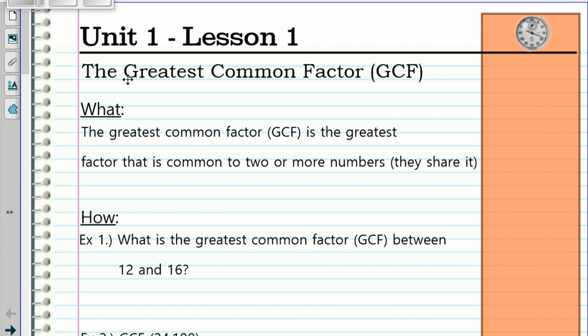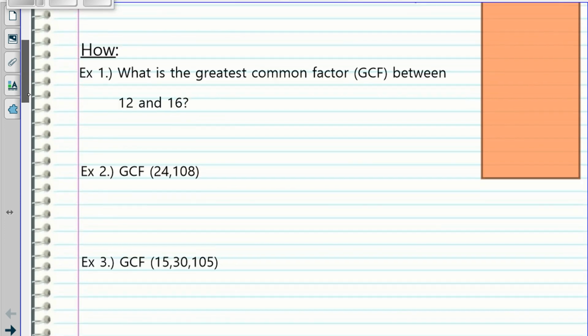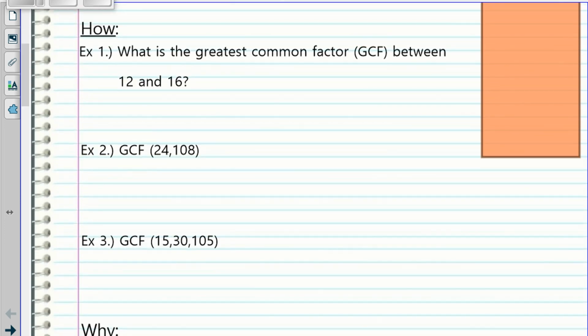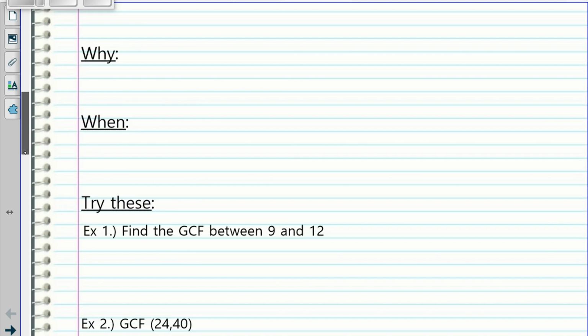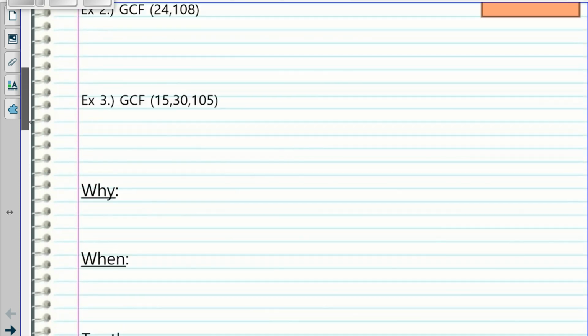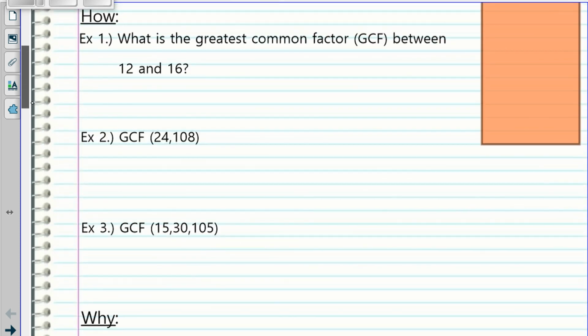So, having said that, how do we find the greatest common factor? What we'll do today is 3 examples, and then I'll let you try these 3 examples on your own. At the same time, I'm going to try to talk at a slightly faster pace so that you can pause and slow down, because I don't want these videos to go longer than 10 or 15 minutes.